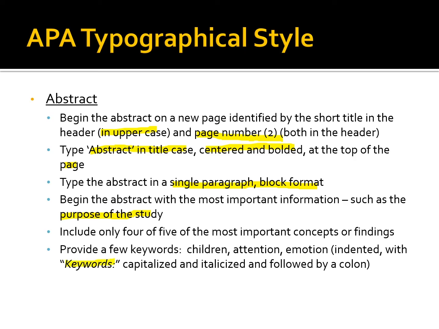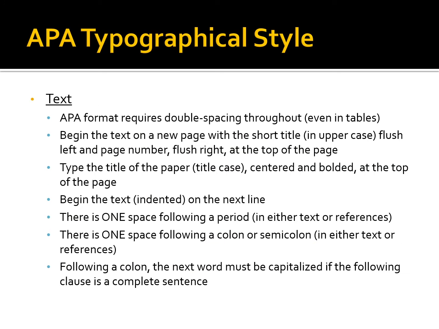And then when you finish writing your abstract, you hit return, and you now need to provide a few keywords. So you would hit the indent button. You would write the word Keywords. Notice that it is capitalized and it is italicized, and it is followed by a colon. And then you would type the keywords. So for instance, children, attention, emotion, whatever, maybe as many as five. Those are not italicized. So Keywords is italicized, but children, attention, and emotion are not italicized. And they are separated, by the way, by commas.